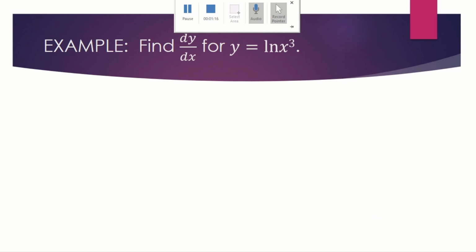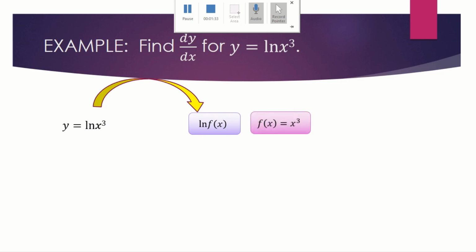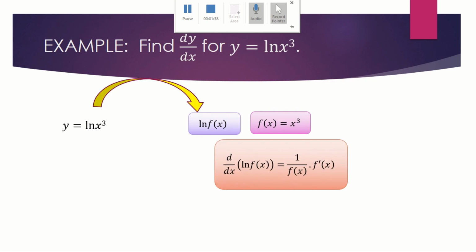Now we look at the first example, y is equal to ln x cubed. Y is equal to ln x cubed is in the form of y is equal to ln f(x), where f(x) is equal to x to the power of 3. Therefore, the differentiation for ln f(x) has to use the chain rule, which is 1 over f(x) times f prime x. Here, if we differentiate f(x), we will get 3x squared.